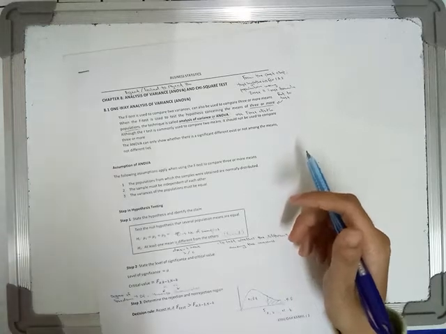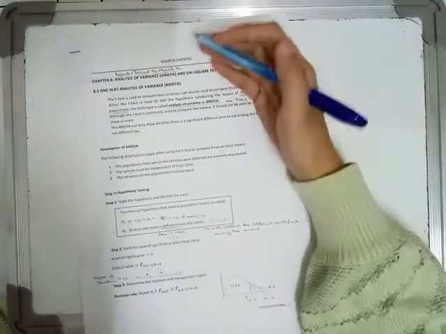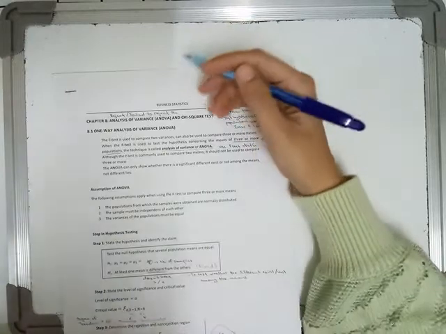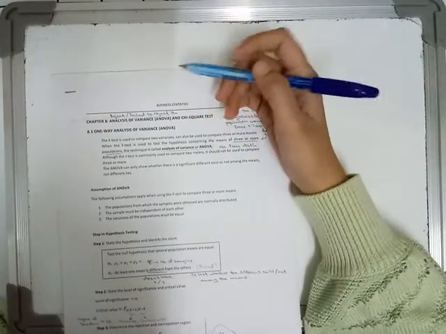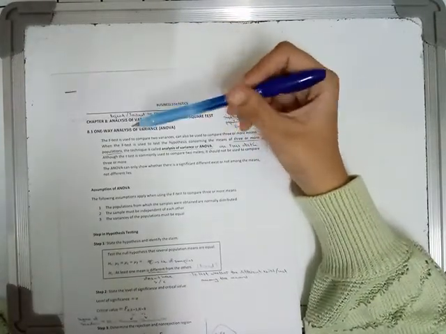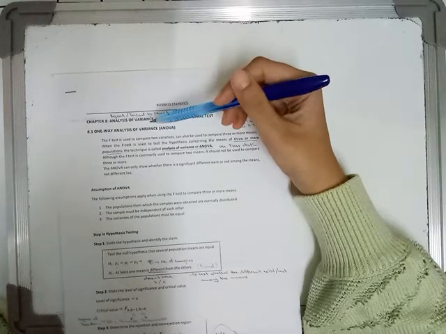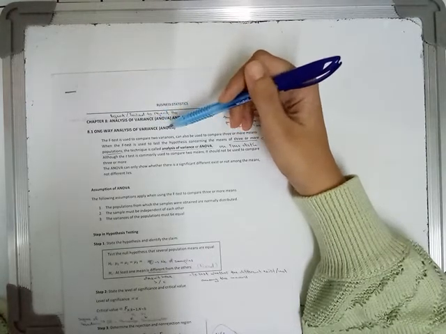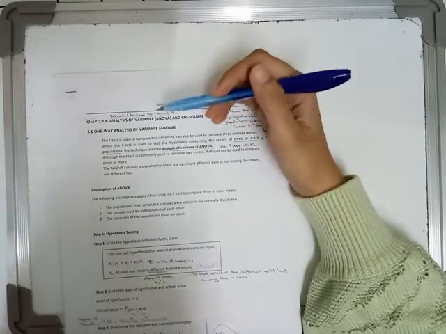Right class, now we are going to chapter 8, analysis of variance and chi-square test. First topic we're going to learn about is one-way analysis of variance, or we call it ANOVA. Look at your notes.